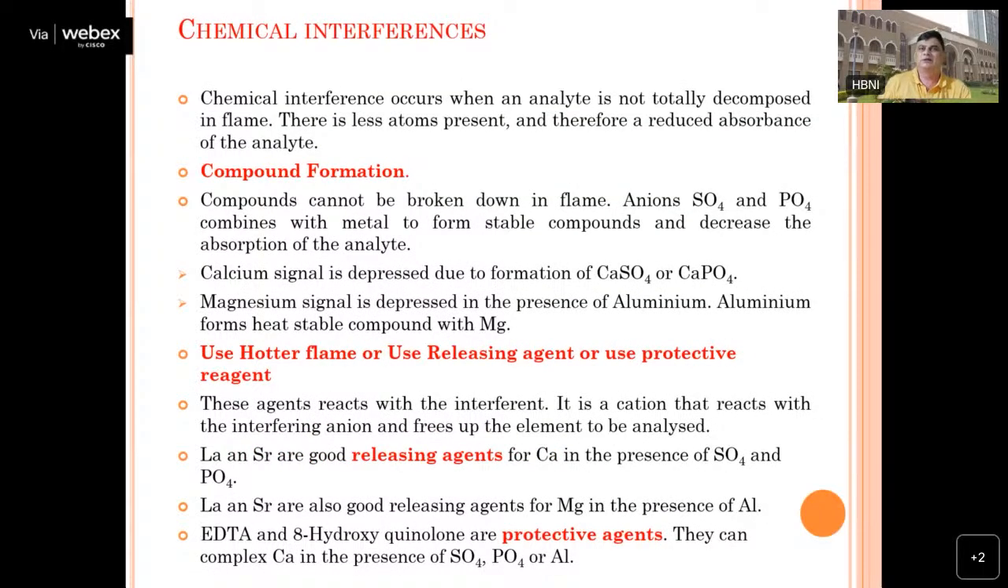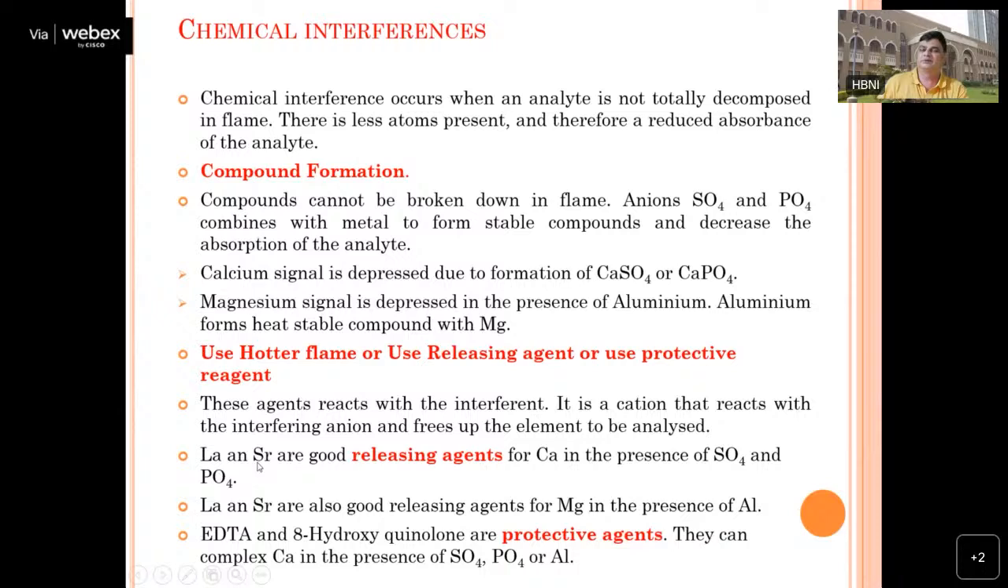And then there is another interference, which counts as a chemical interference. For example, here we want to do the analysis of calcium in the presence of sulfate and phosphate. Because the stability constants of calcium sulfate and calcium phosphate are very high, it is very difficult, and you know that you need calcium atoms. Actually, you have to break these molecules. So what you have to do is add some other reagent which has a better stability constant. For example, in this case, we are adding a releasing agent.